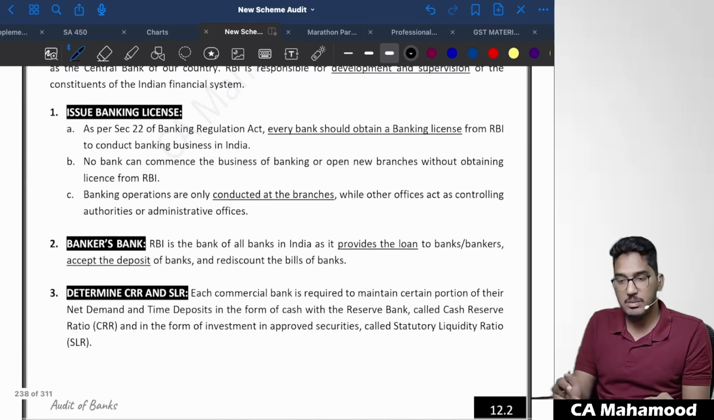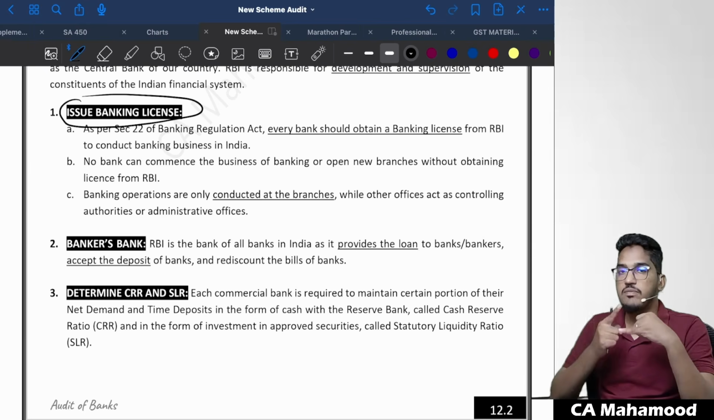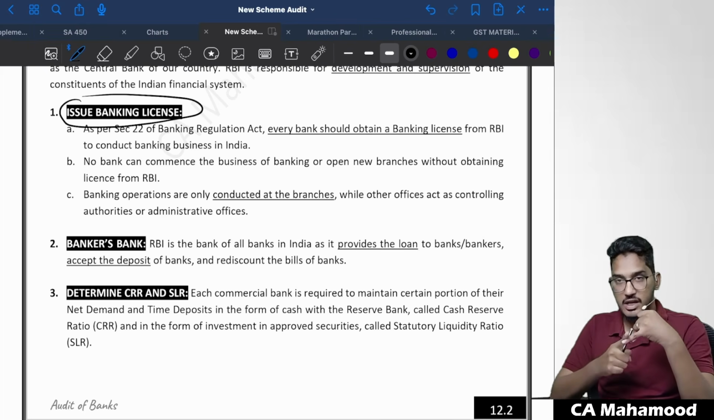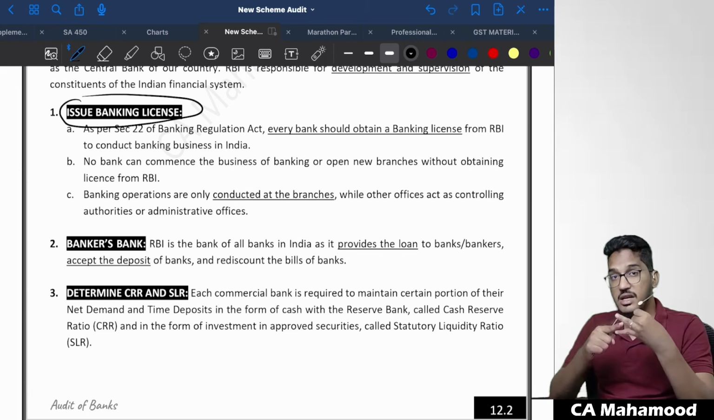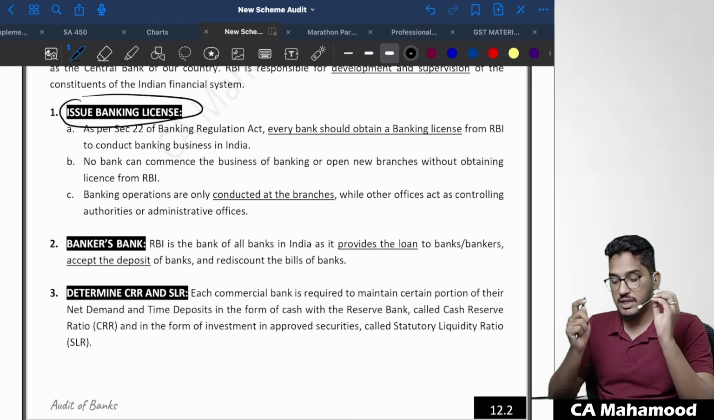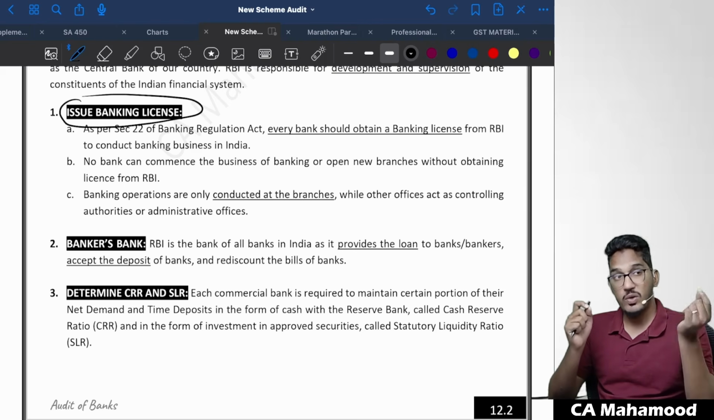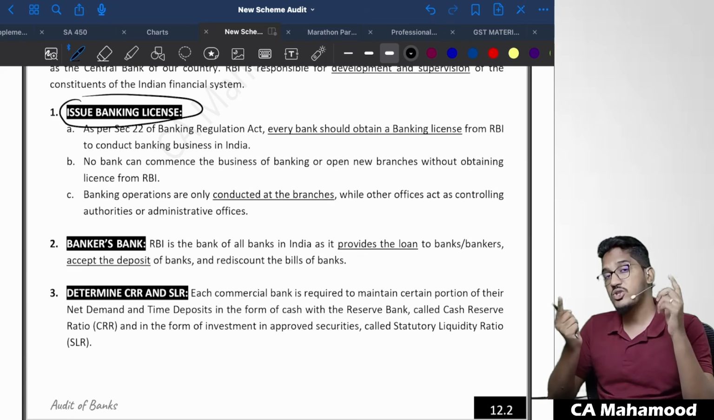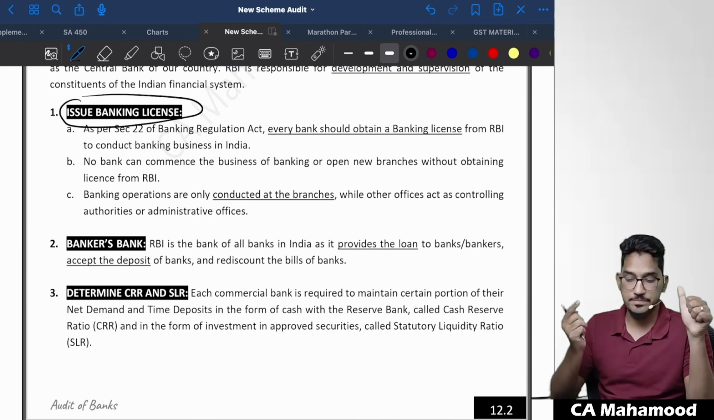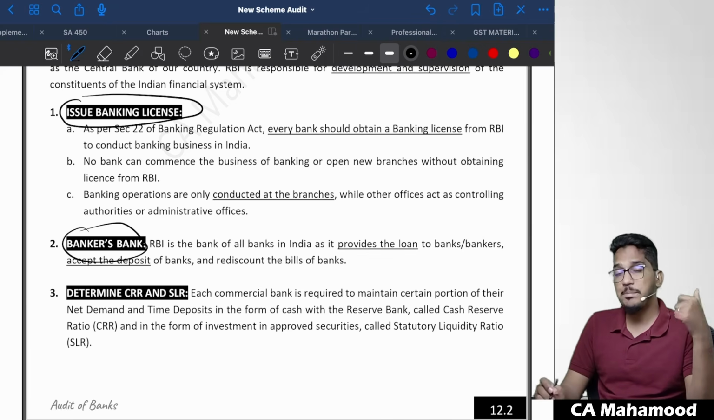Number 1, it is an issuer of banking licenses. If someone wants to carry out banking business in India, or even an existing bank wants to open a new branch, they can do it only after getting a license from RBI. So no one can open a bank, or no existing bank can open a new branch, without getting a license from RBI. Number 2, RBI is a banker's bank.